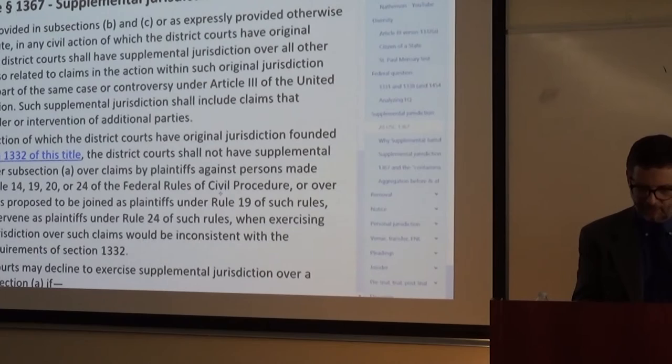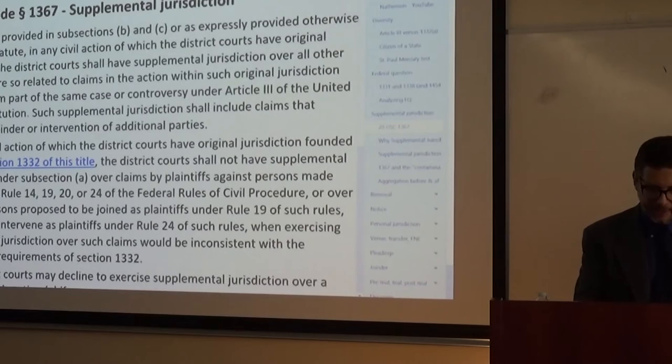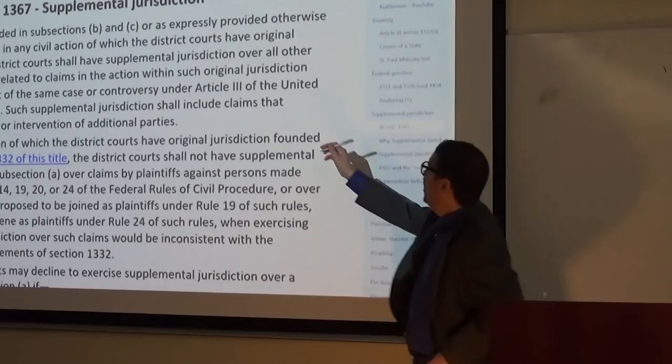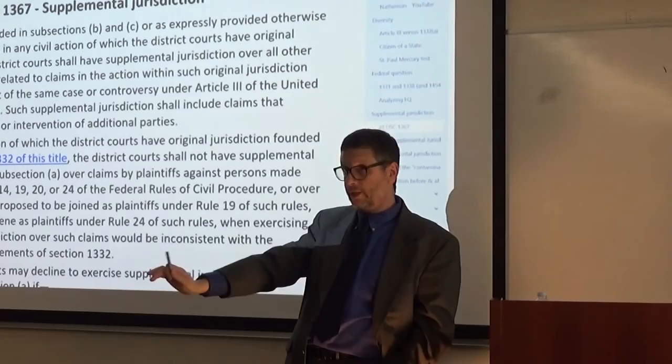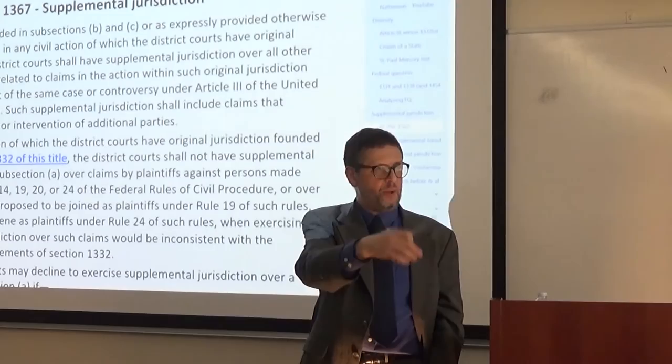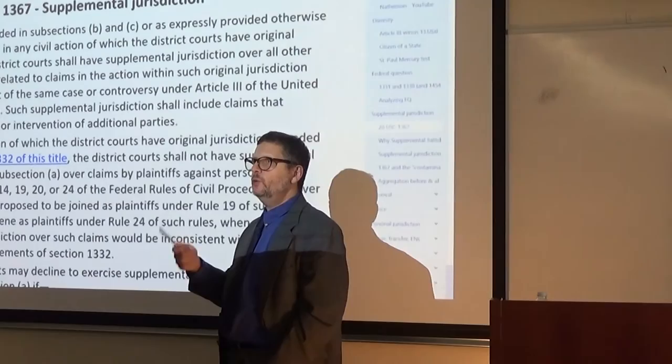The civil action in which federal courts have, hopefully my pen will cooperate, or not. All right, I'll just point. Original jurisdiction, okay? You must have original jurisdiction. Under Section A, it doesn't matter what that original jurisdiction is, but you must have it under at least one original jurisdiction statute. Diversity, federal question, copyright, what have you. Then you can have the sprinkles, then you can have the supplemental jurisdiction, all right?